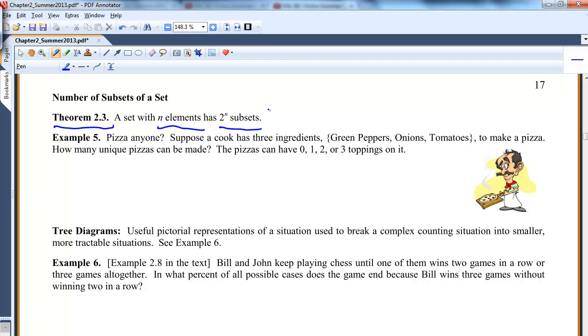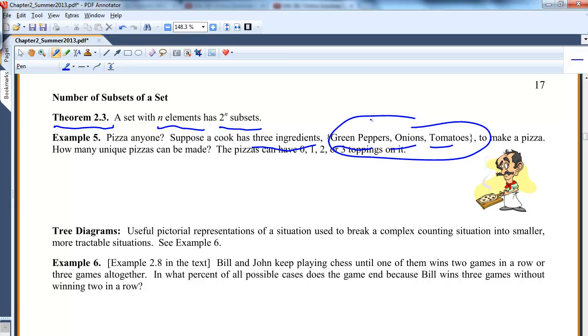So for example, imagine that you're making a pizza and you have 3 ingredients you could use: green peppers, onions, and tomatoes. How many unique pizzas could you make if you used none, 1, 2, or 3 of them? So how many subsets of this set of 3 elements are there?